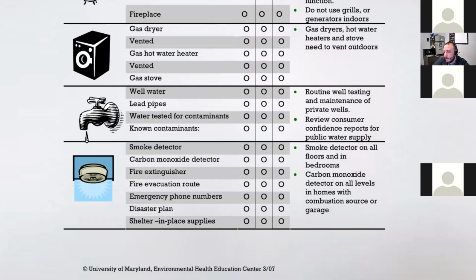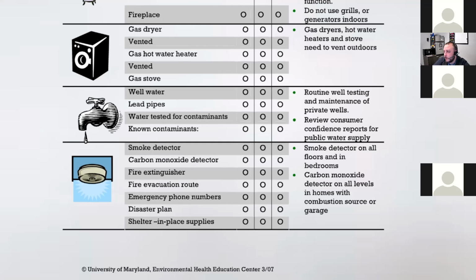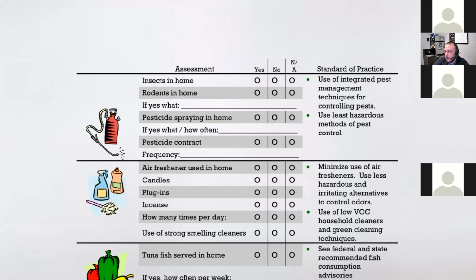evaluations of the home. Do they have a fire extinguisher? Do they have a plan in case the place catches on fire? Do they have emergency numbers? And then talk about rodents again. Do they have a large mice infestation?